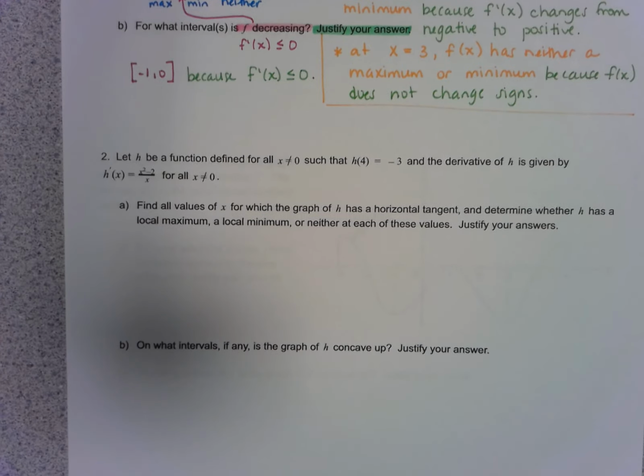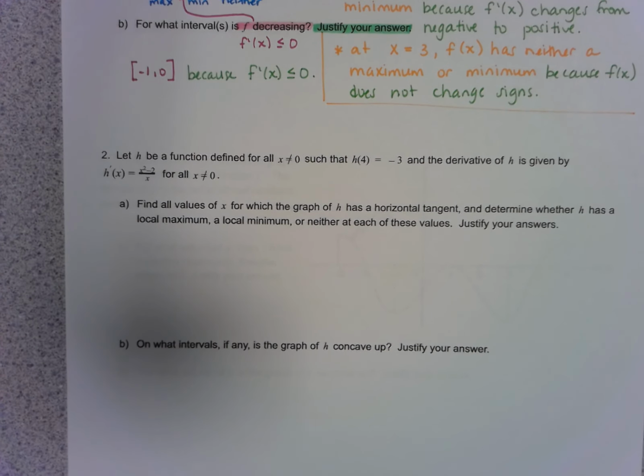Okay, problem number 2. Let h be a function defined for all x's that are not 0, such that h of 4 is -3, and the derivative of h is given by h prime of x equals x squared minus 2 all over x, where x is not equal to 0. For part A, it says, find all the values of x for which the graph of h has a horizontal tangent line. Then determine whether h has a maximum, a minimum, or neither at each of these values. Justify your answers. So let's start with breaking this down into parts.